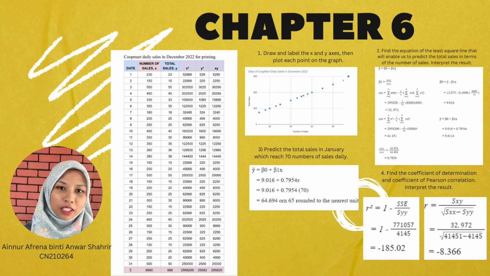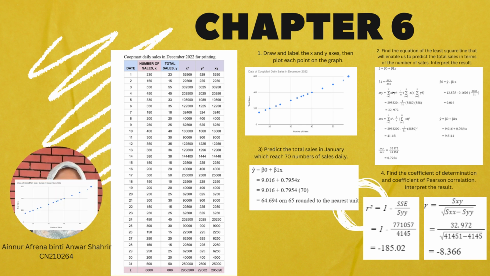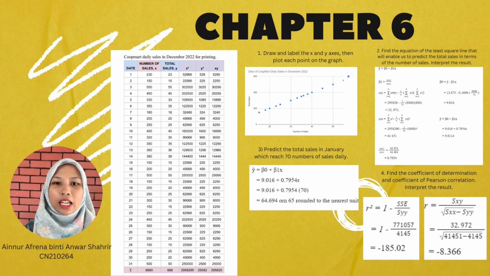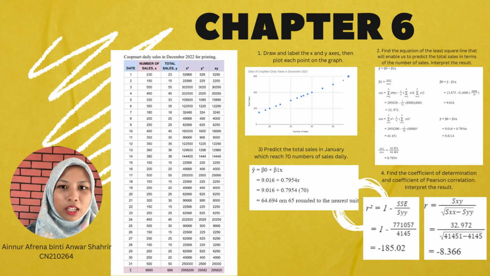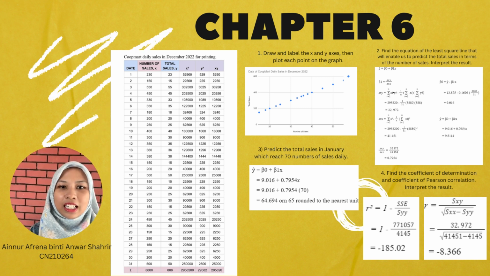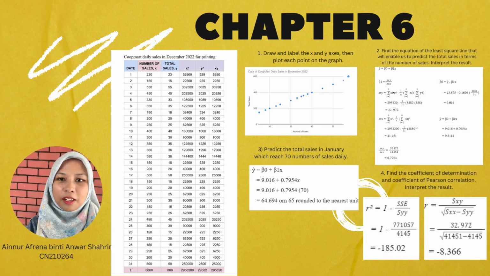Based on the table shown is the number of sales and total sales of Co-op daily sales in December for printing only. First off, we need to do the scatter plot for the data. Secondly, as I already calculated the x squared, y squared and xy, it is easier for me to calculate the least square line, coefficient of determination and also the Pearson correlation.